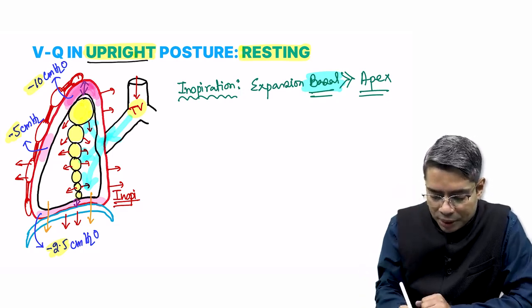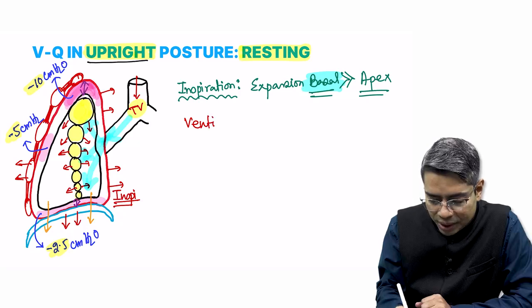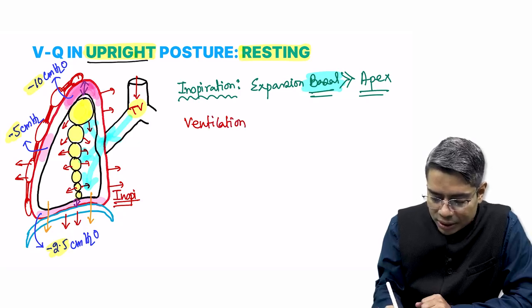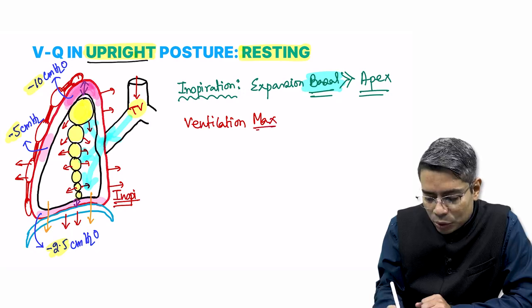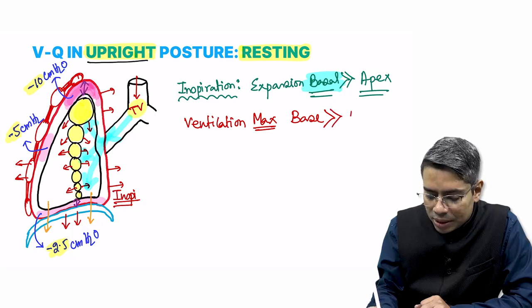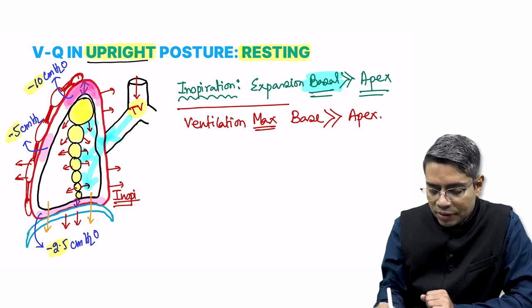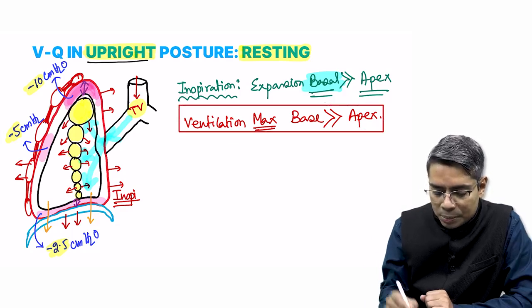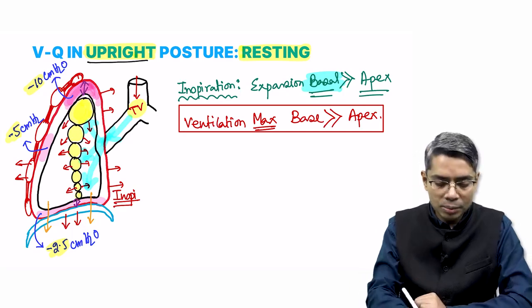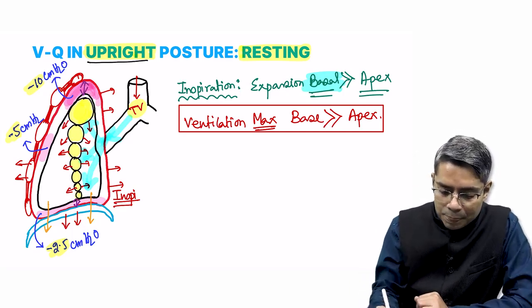And that's why we say that the ventilation is maximum in which part of the lung? The base of the lung rather than the apex of the lung. Got it? So this is a very important concept: ventilation of the normal lung is maximum in which part? The base of the lung rather than the apex of the lung.